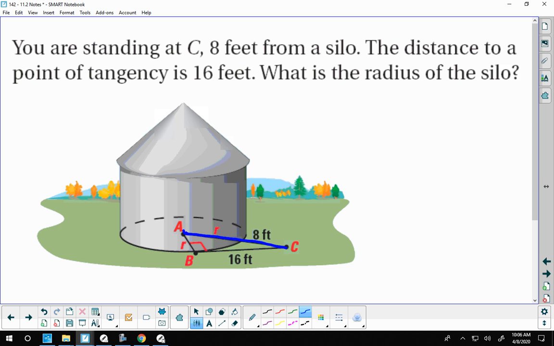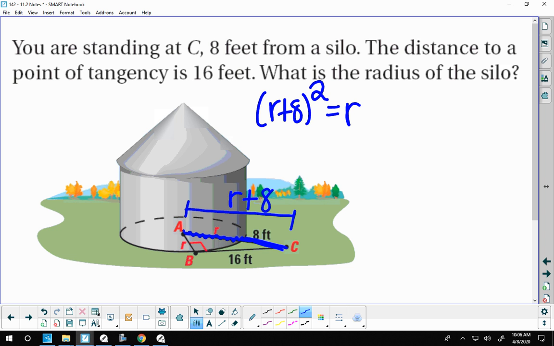So we have this part of our hypotenuse, which is R, and then we have this part, which is 8. So the whole length of my hypotenuse from A to C is really R plus 8. We have to add them to get that total length. So my hypotenuse is R plus 8. So we're going to take our hypotenuse squared, and that equals leg squared plus leg squared. Okay, so that's the hardest part of setting these up.